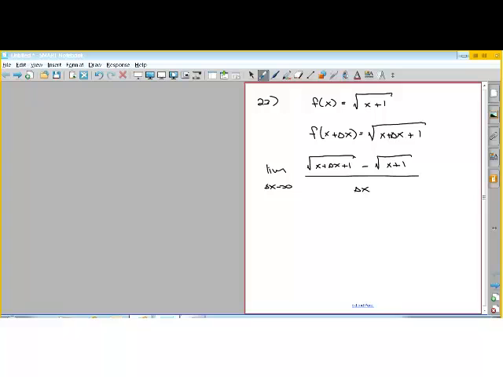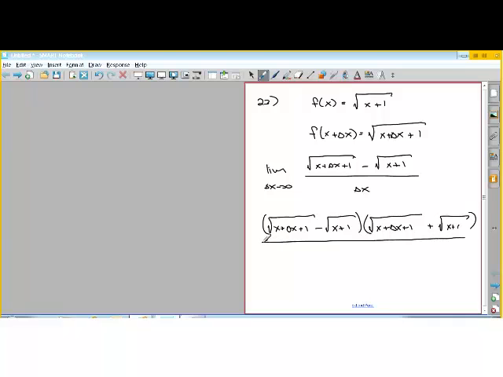So what we're going to do is multiply this, and let's do all the math first, and then we'll apply the limit stuff to it. So x plus delta x plus 1, minus the square root of x plus 1. So that's the original numerator. Then all you do is add the second term, and then you divide it by delta x times that second term again.